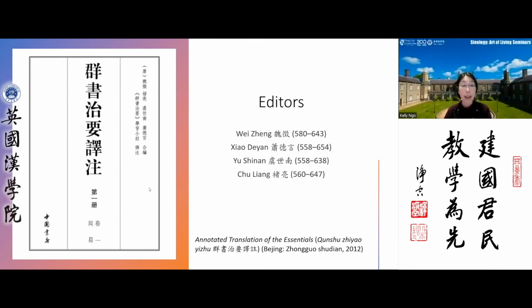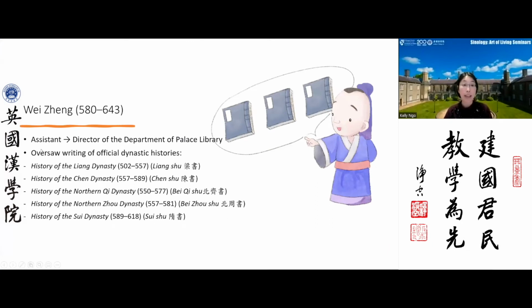And more than that, prior to being the director of the Palace Library, under the reign of Taizong's father, he had served as assistant in the Palace Library department. So you could say that he was probably familiar with all that the Imperial Library had to offer for this project. And Taizong obviously preferred his approach to learning from the historical past, entrusting him with overseeing the writing of no less than 5 of the official histories for the preceding dynasties.